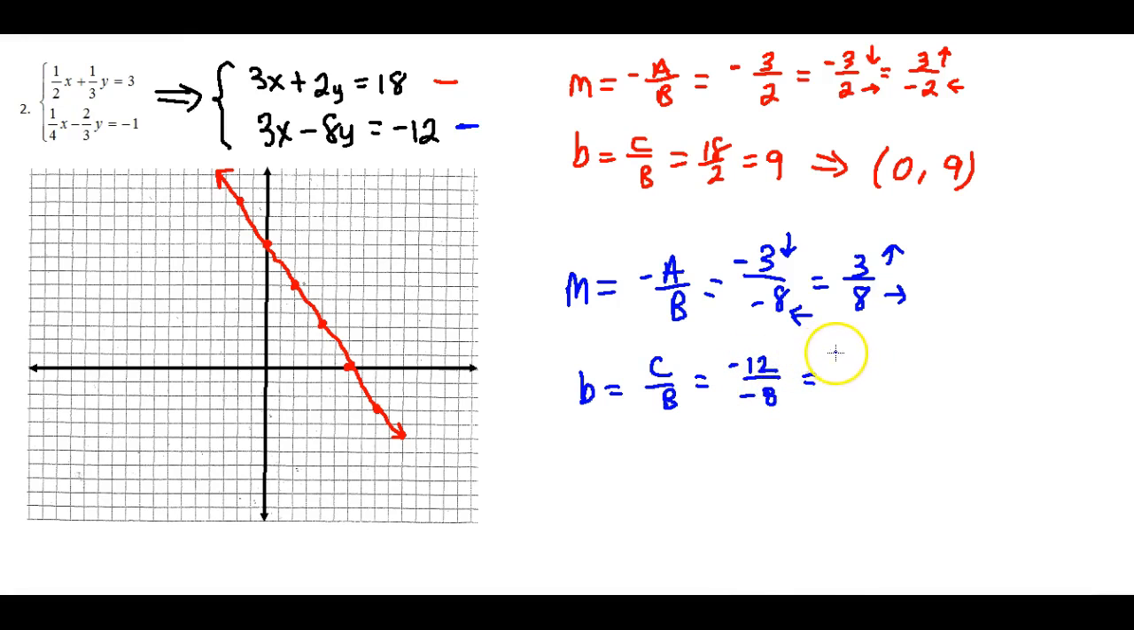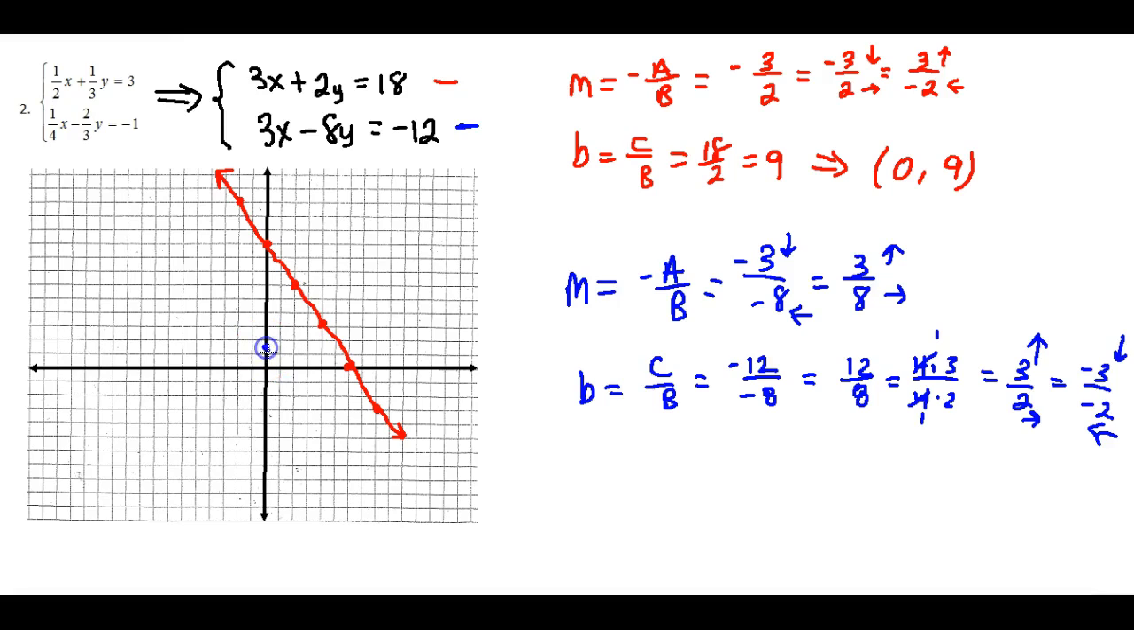And so from here, when we simplify, we get positive 12 over 8, which is the same as 4 times 3 over 4 times 2, which simplifies to 3 over 2. We can also think of it as negative 3 divided by negative 2, where here we go up 3 units to the right 2, and here we go down 3 units to the left 2. So we're going to start at our y-intercept, which is 3/2 or 1.5. So 1.5 is about right here.